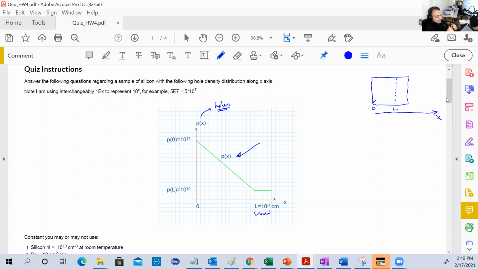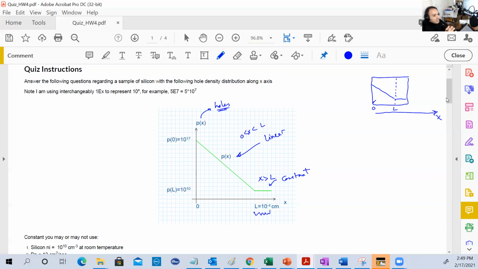So P of x is changing from 0 to L based on that. Then after L it's just constant, as you see here. From 0 to L it's linear, and for x greater than L it's just constant. This is the whole concentration, or the whole density.